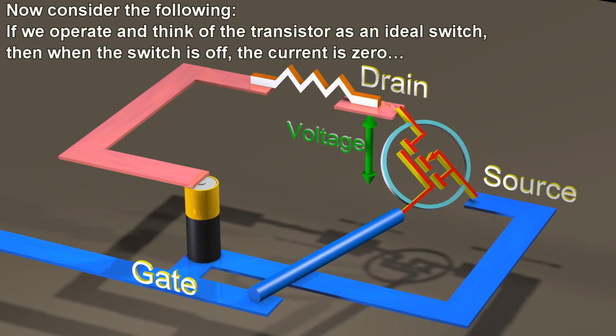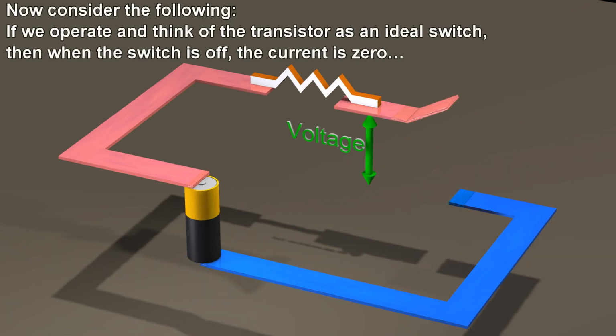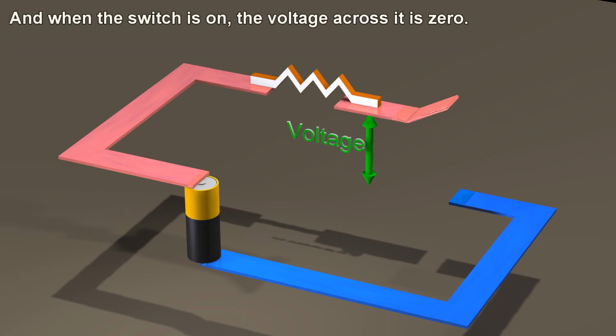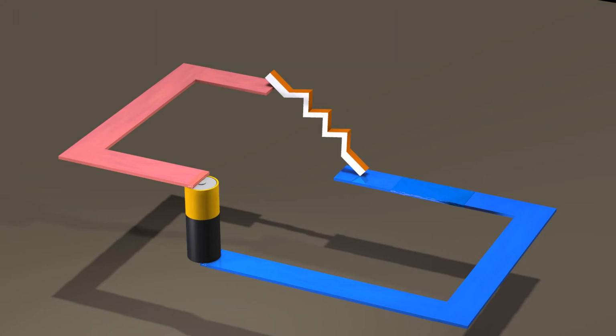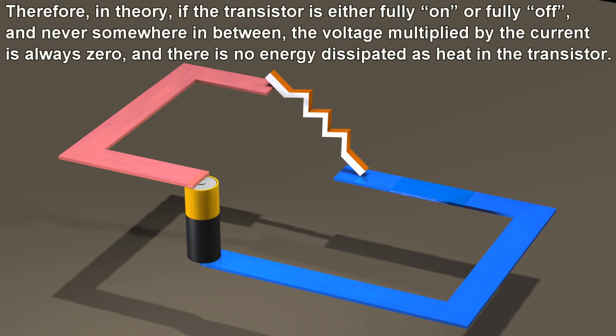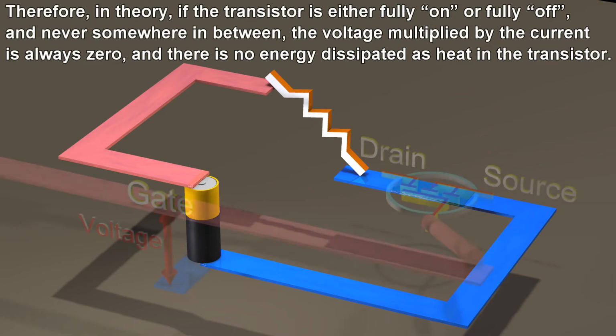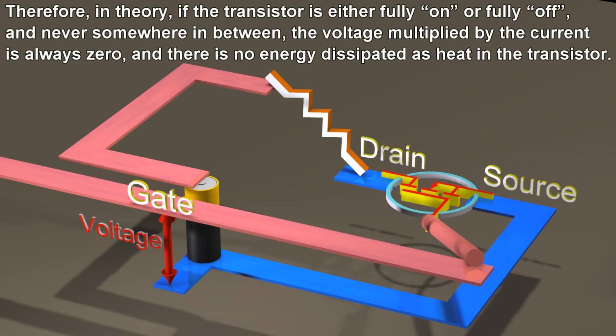Now, consider the following. If we think of the transistor as an ideal switch, then when the switch is off, the current is zero. And when the switch is on, the voltage across it is zero. Therefore, in theory, if the transistor is either fully on or fully off, and never somewhere in between, the voltage multiplied by the current is always zero, and there is no energy dissipated as heat in the transistor.